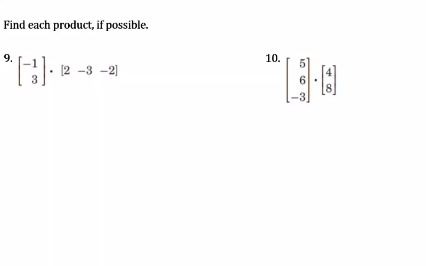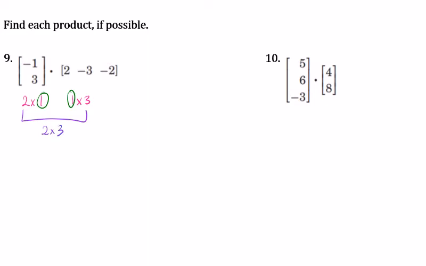All right, so number 9, here we have a 2 by 1 and a 1 by 3. And so we have a match here, and we're going to end up with a 2 by 3. All right, so let's see what happens here.